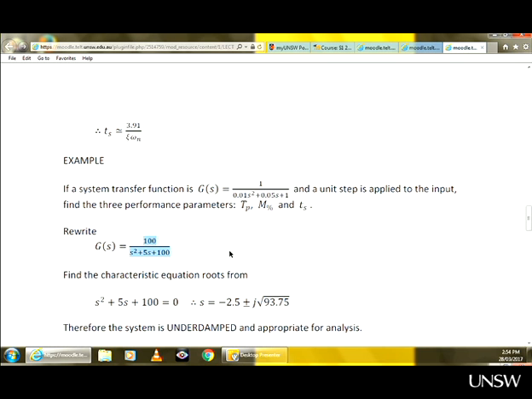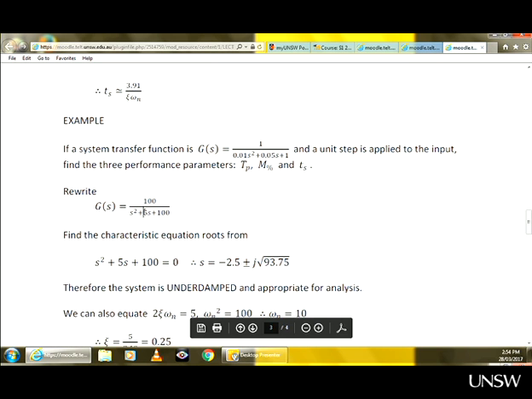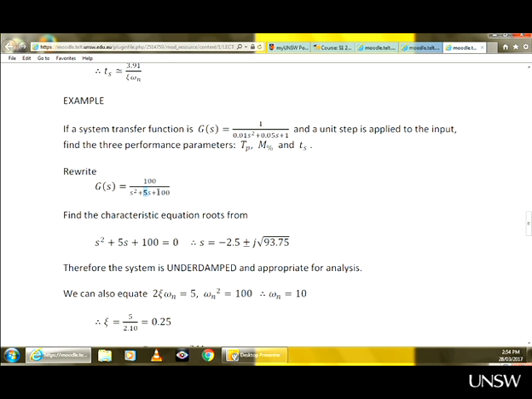For the system to be underdamped, the roots of the denominator have to be complex conjugate. So if you find the roots, we get a pair of complex conjugate numbers. So the system is indeed underdamped. So we can apply this analysis. Okay. There is another way to check the same thing, and that is try to find what the damping ratio is. It's not obvious straight away. So what you do is equate this with omega n squared. So if omega n squared is 100, then omega n is 10.